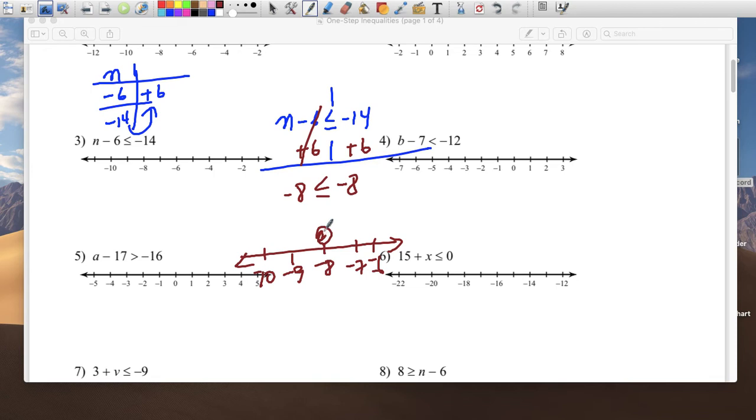Negative 8 is part of the solution. So if I replace negative 8 here, it does work. So that's why we shade it. So negative 8 is part of the solution. So now I've got to figure out what other numbers will also make this inequality true.